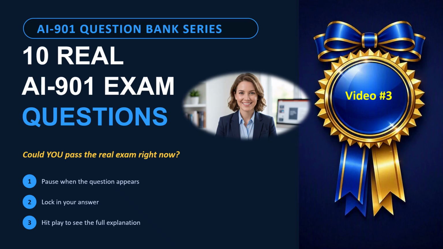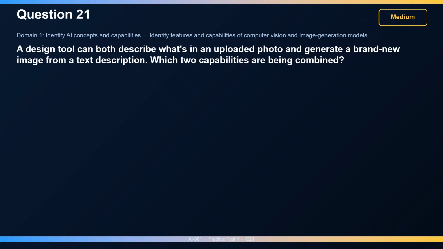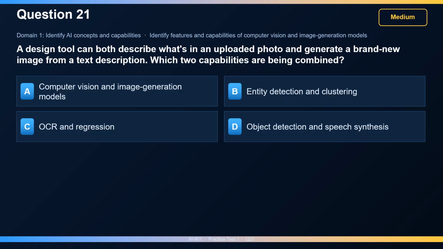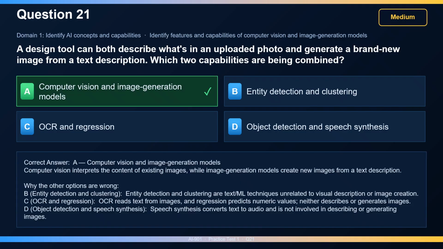Ready? Let's dive in. Question 21. A design tool can both describe what's in an uploaded photo and generate a brand new image from a text description. Which two capabilities are being combined? The correct answer is A, computer vision and image generation models. Computer vision interprets the content of existing images, while image generation models create new images from a text description.